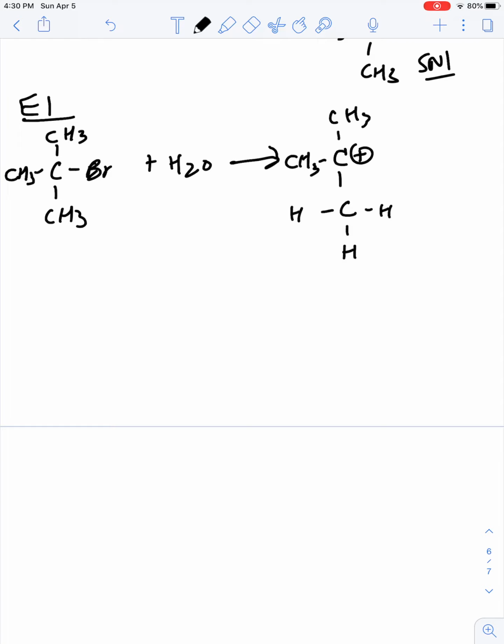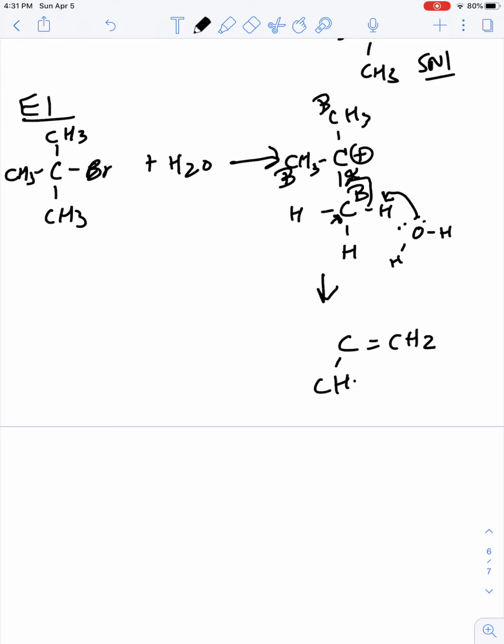Our carbocation is at this position here. Remember, this is our alpha carbon, wherever the leaving group is attached. These would be beta carbons, so really any of these protons could be removed. I'm just showing it on this methyl group right here. Our water is going to act as a base, so it's going to deprotonate one of the protons from the methyl group. These electrons are going to go here to form our double bond, and we would be left with our elimination product.